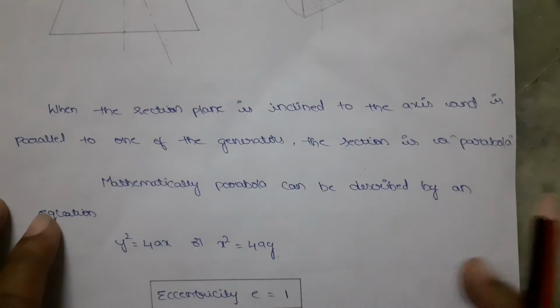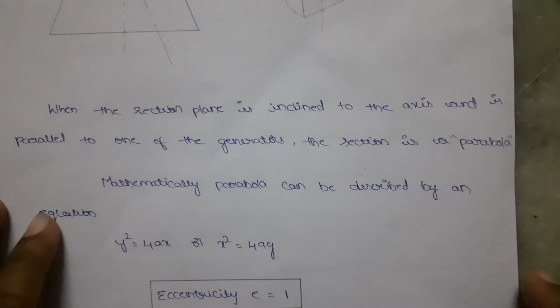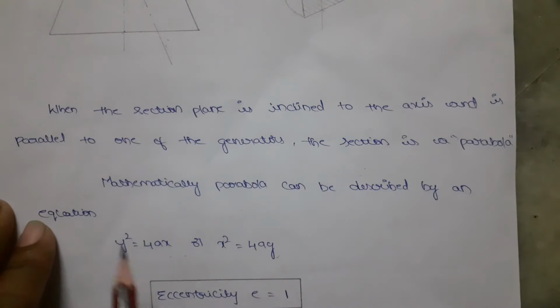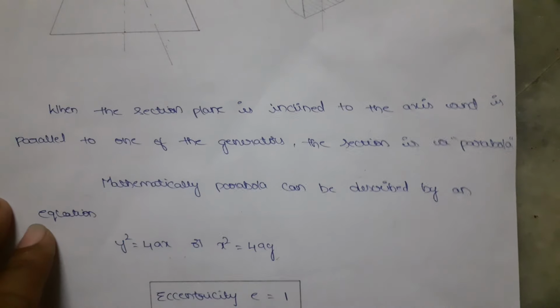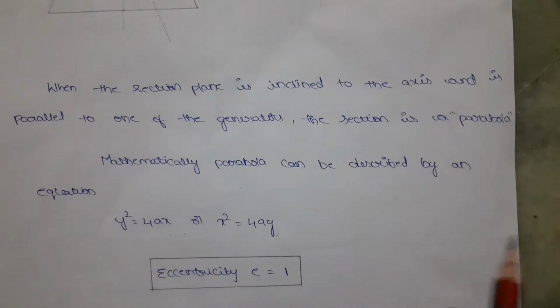For the parabola also we have a mathematical expression. It will be x square is equal to 4ax, or y square is equal to 4ax, or x square is equal to 4ay. This is the derived mathematical expression for a parabola. And coming to the eccentricity of the parabola, it is always equal to 1.